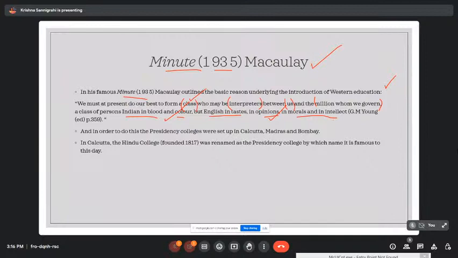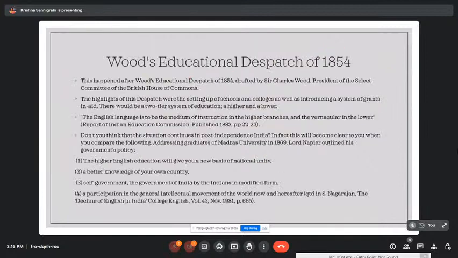In order to do this, presidency colleges were set up in Calcutta, Madras, and Bombay. So through universities and colleges, slowly they planned to spread the idea of teaching English. In Calcutta, the Hindu College was renamed as Presidency College, by which name we still know it. The next milestone was Wood's Educational Despatch of 1854. It was drafted by Sir Charles Wood, President of the Select Committee of the British House of Commons.